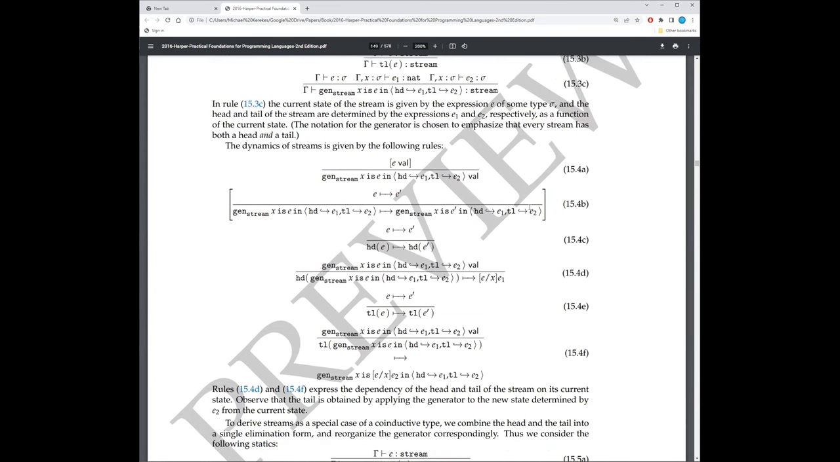Dynamics of streams. Okay, where's the interesting case here? I don't understand this syntax really. Substitution, yeah, I understand that, but why? What do these rules mean here? I think, because if it's head, then it's e1, else it's e2. That's the same as iterator. Yeah, and then since we want to extract the head, then we get e1.